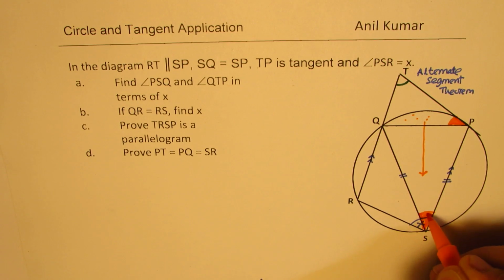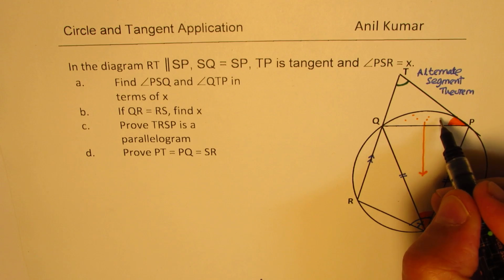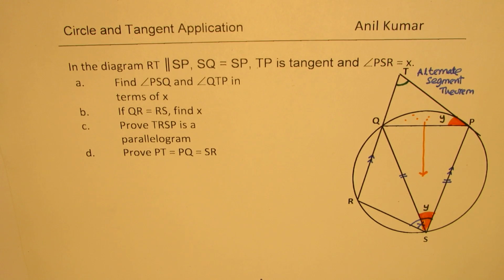So the angle of our interest. These two angles are equal, right? So let me call this angle Y for the time being. We need to find what Y is in terms of X.